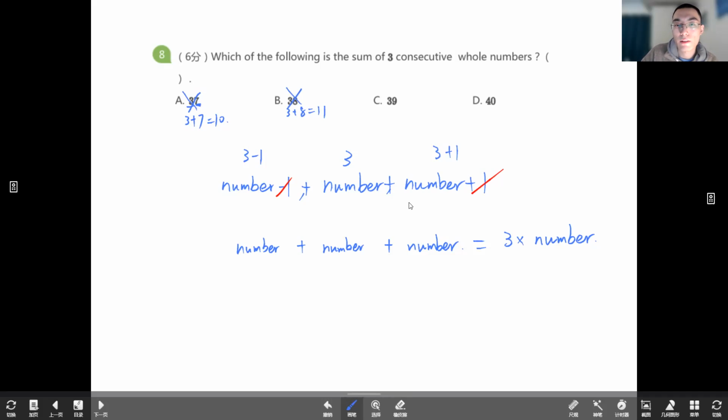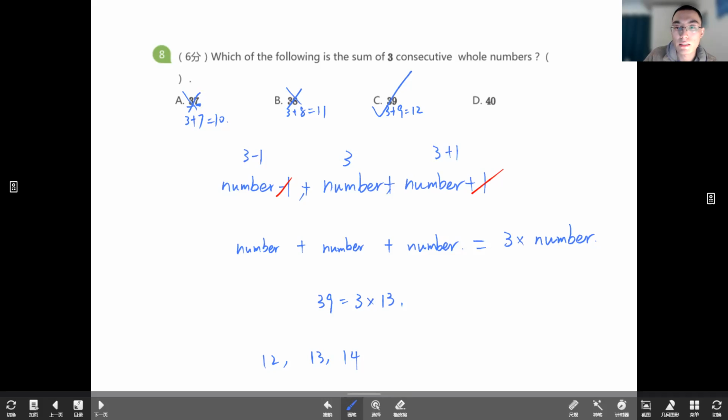And for 39, 3 plus 9 is 12. 12 is a multiple of 3. So that means C is divisible. Yeah, so we can represent it as 39 equals 3 times 13. And then we know that number should be 13. So we can write these three consecutive whole numbers as 12, 13, and 14. And if you add them up, you will see that the sum is 39. Yeah, C.